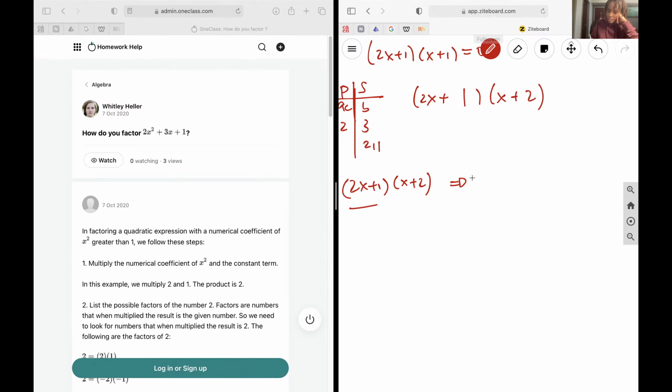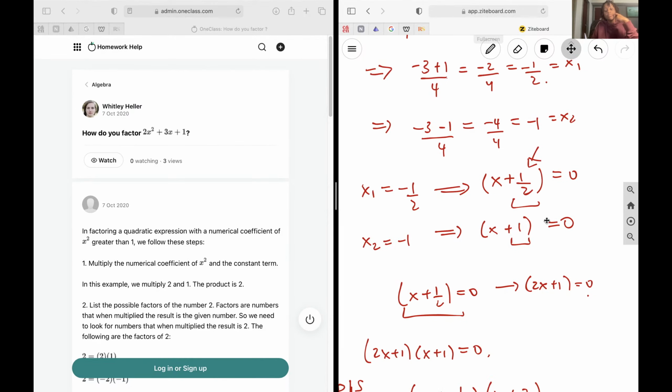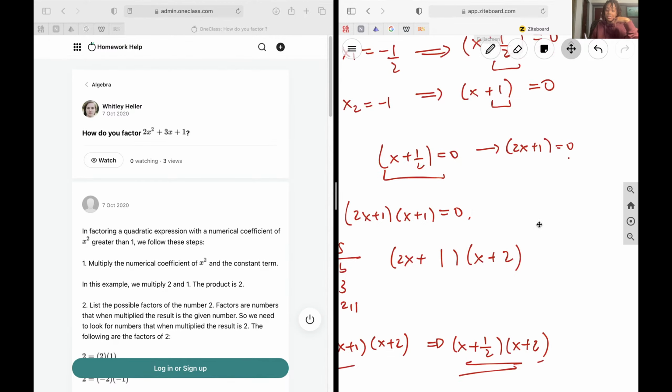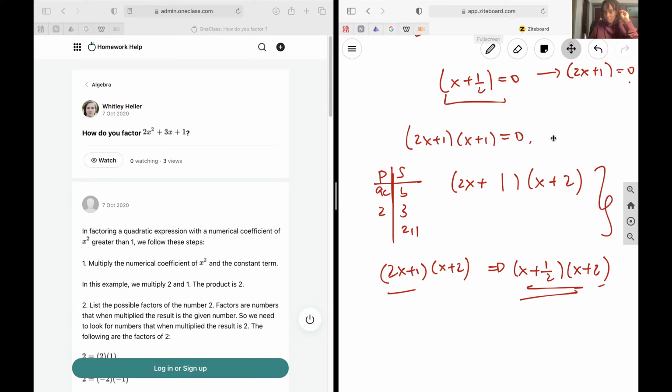So let's divide out the 2 now to leave me with x plus 1 over 2, and x plus 2, which is not what I was looking for, because what I was looking for was x plus 1 over 2 multiplied by x plus 1. And so I can already tell you right here, product sum is not the best method to use when you have an A that is non-1. So let's go about checking a different method.